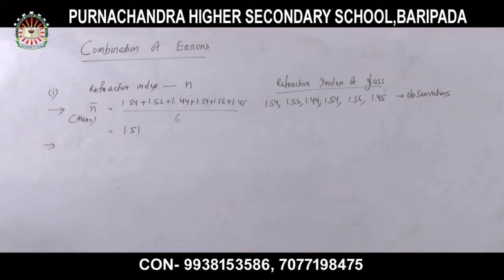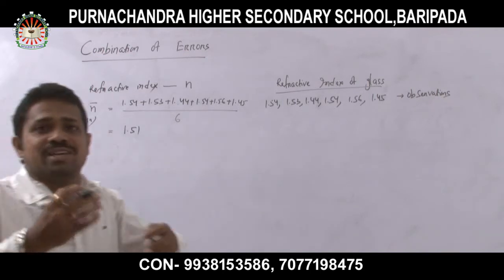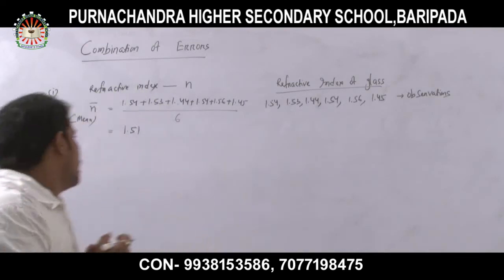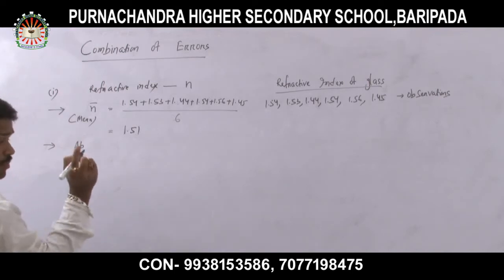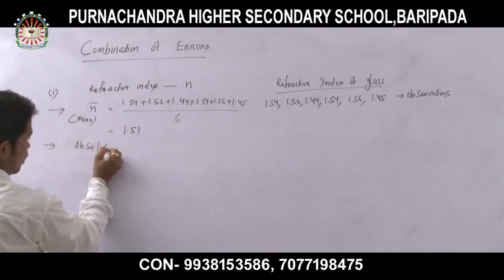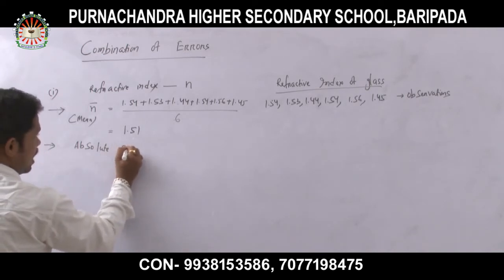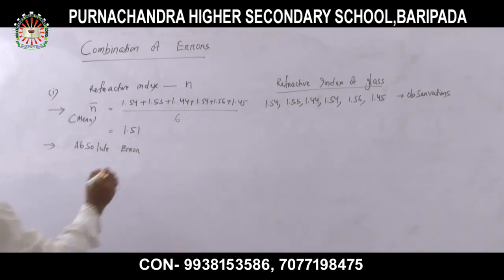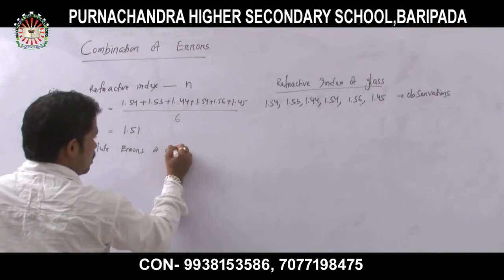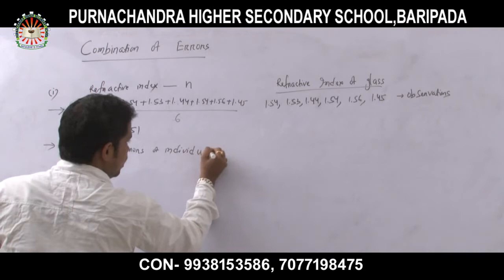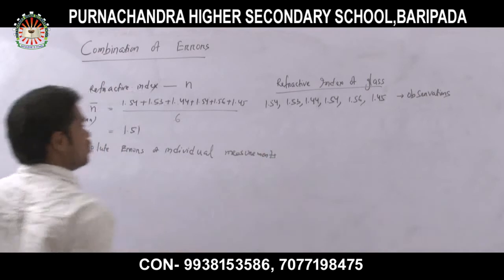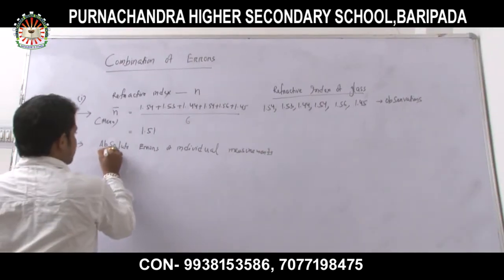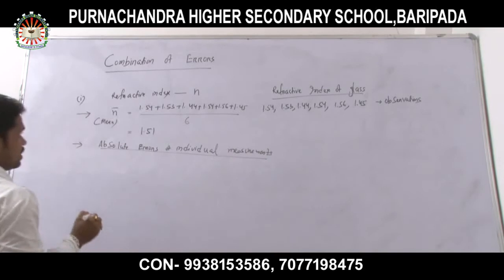Come to the second part. Why do we find the mean? Because the mean is used as the true value. Very simple. Now what we are going to find out next, remember all of you students, is the absolute error. We are going to find the absolute errors of individual measurements. So let us find out.